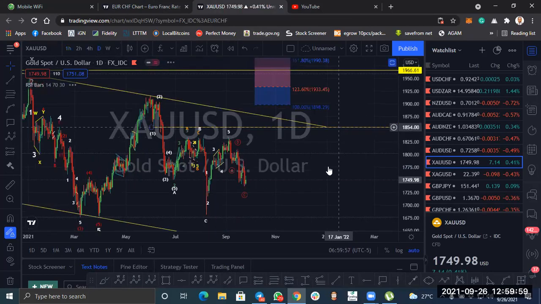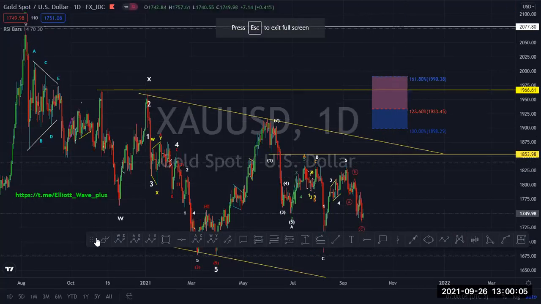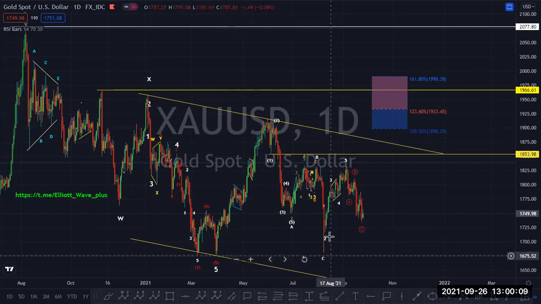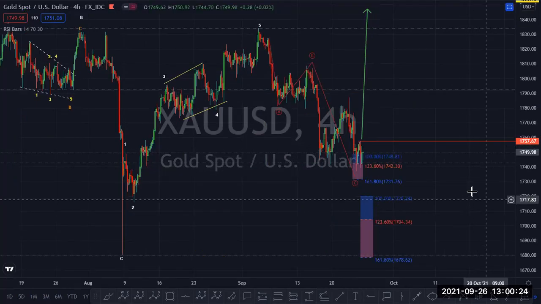Gold. Gold made a nice 3 waves move. A, B, C. So you see, now gold is buying. After the first buying, it's making a deep correction. So how deep will it be? Let us check.